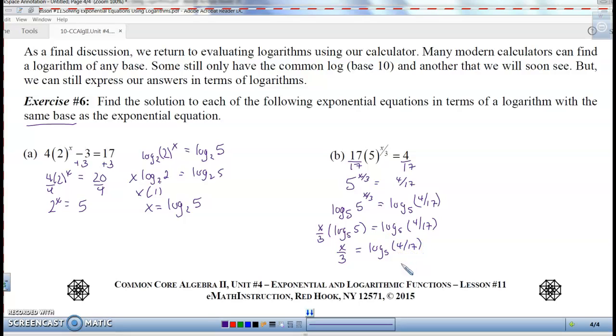And then to solve for x, we would have to multiply both sides by 3, right? So we would say x over 3, multiply this side by 3, is equal to 3 times log to the base 5 of 4/17. There we go. So this is going to be x is equal to 3 log to the base 5 of 4/17.